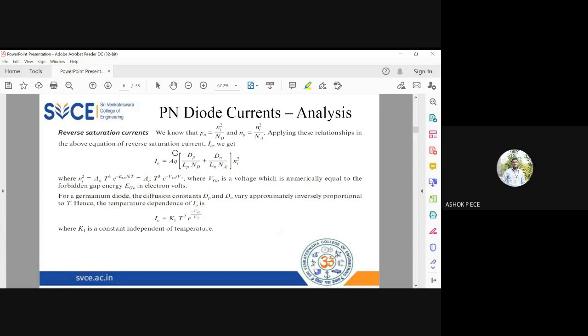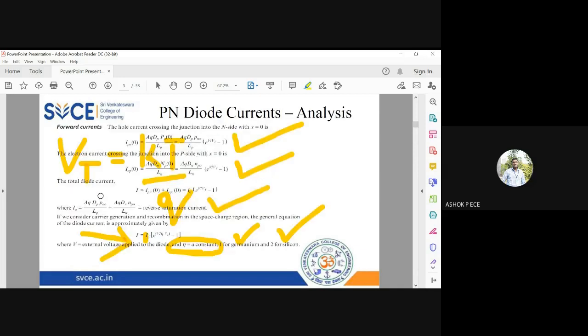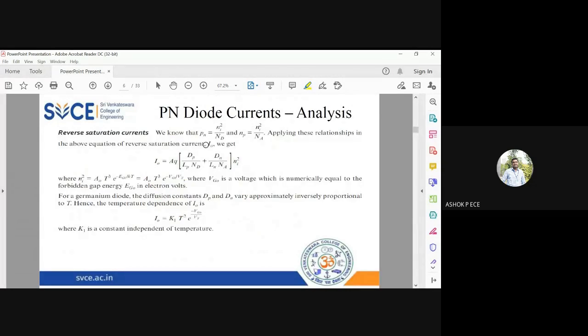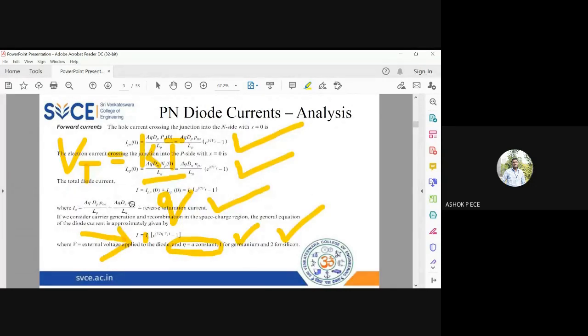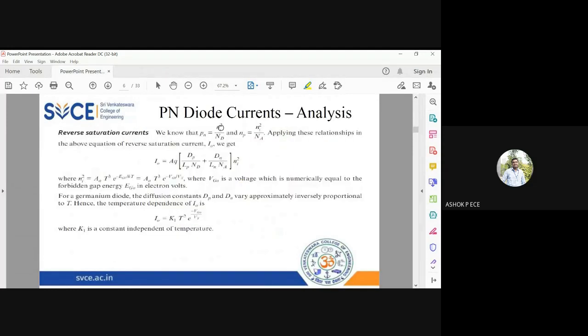And now we will see about I naught. So what is I naught? We have the addition of the two terms, which you take as I naught, and in that you can take out the constants A and q. Writing pn and np in terms of intrinsic concentration, I can write pn equal to ni square by Nd, the donor atoms, and np equal to ni square by Na, the acceptor atoms. This we have seen from the mass action law for intrinsic semiconductors, if you remember. So I naught will be A into q into Dp by Lp Nd plus Dn by Ln Na, into ni square.